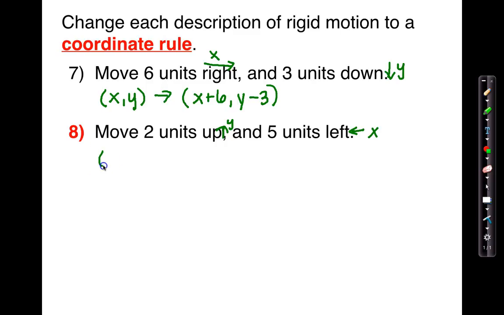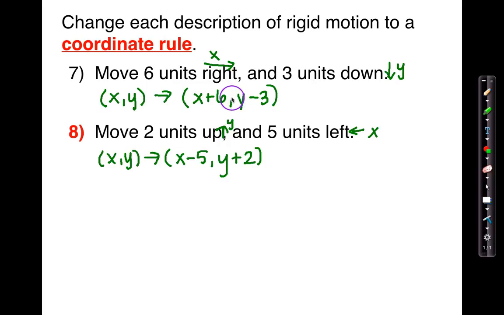So here we have x comma y is going to be changed to what's happening to the x's. Well, the x's are moving 5 to the left, so I'm going to take my x values and subtract 5. And what about the y values? Well, the y values are going 2 up. And since it's up, we're going to go ahead and add 2.